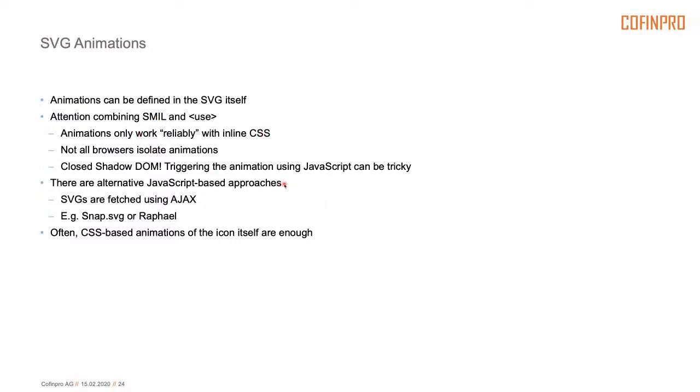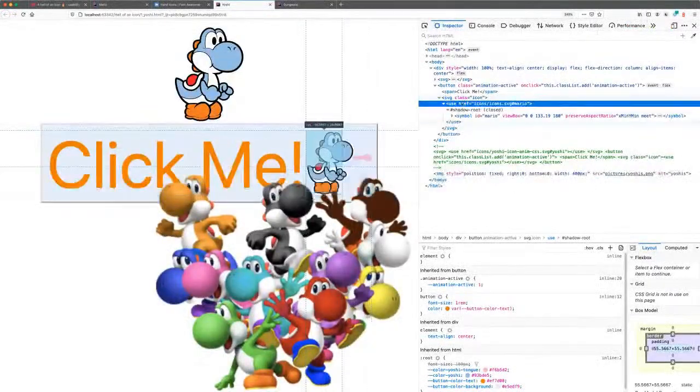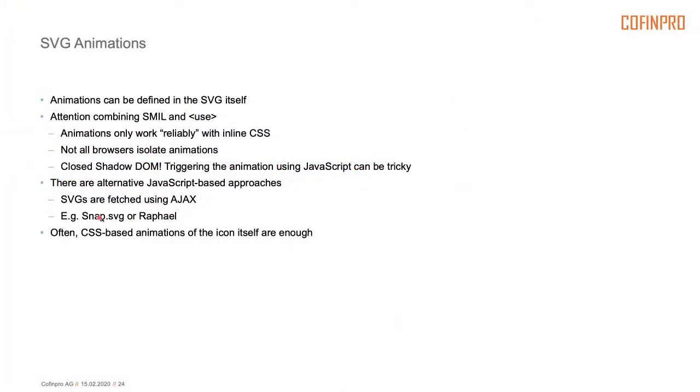Furthermore, there are also some alternative JavaScript-based approaches. So you do not have to use those use elements to pull your SVGs in. You can also use a JavaScript library like Snap SVG or Raphael. And those libraries do not have the problem with the shadow DOM, because they are fetching the SVG content themselves and give you a handle on manipulating the SVG DOM. So you can define your animations using JavaScript.